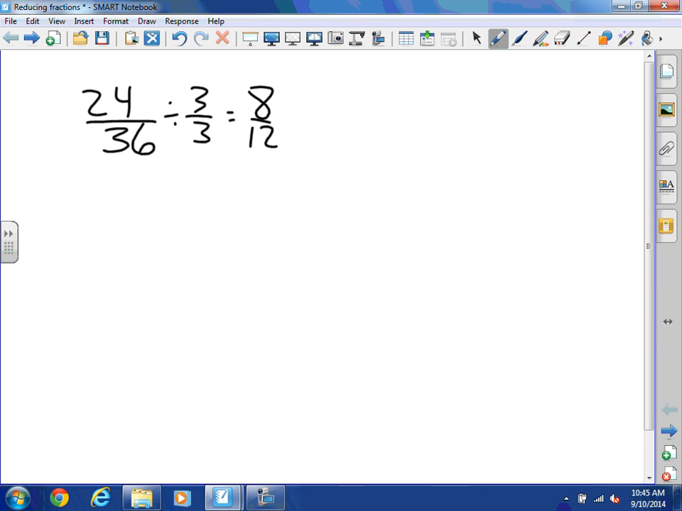Wow. But now I have a new answer, so I have to check again. Can I divide each one by something? I see that this is divisible by 2 and divisible by 2, so I can divide by 2/2 and get 4/6. They're still both even, so I divide by 2/2 again, and I get 2/3. So that's the first way to do it.